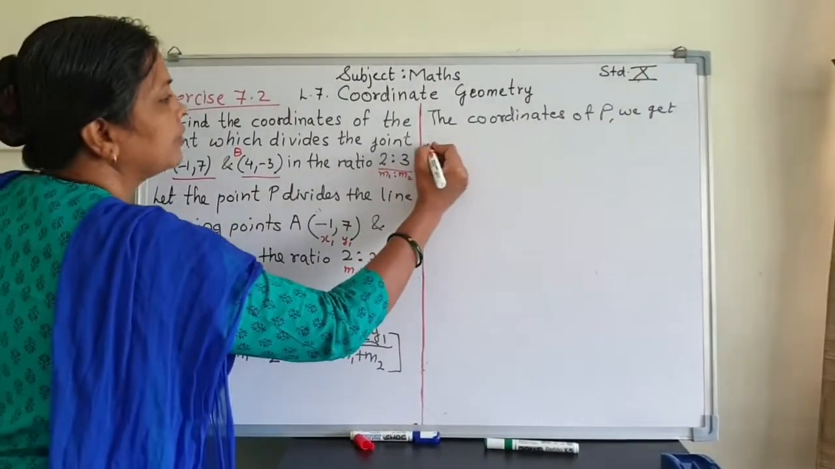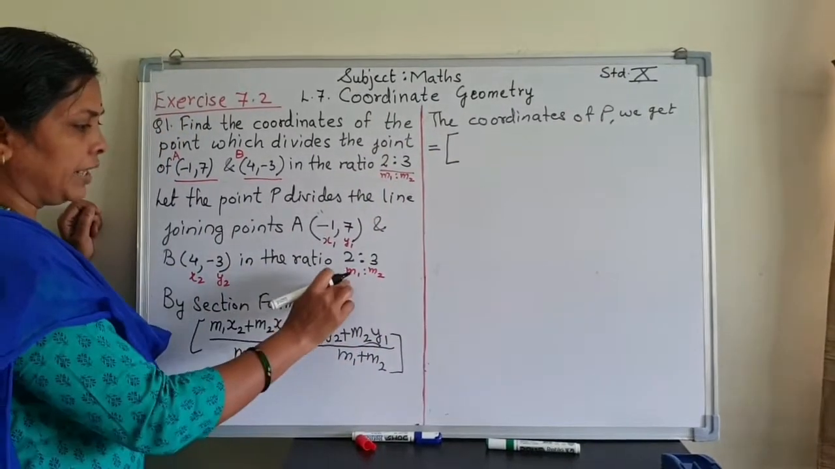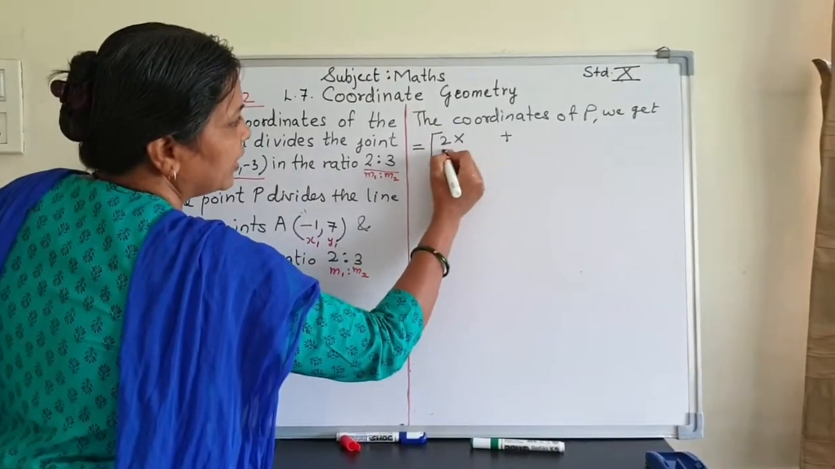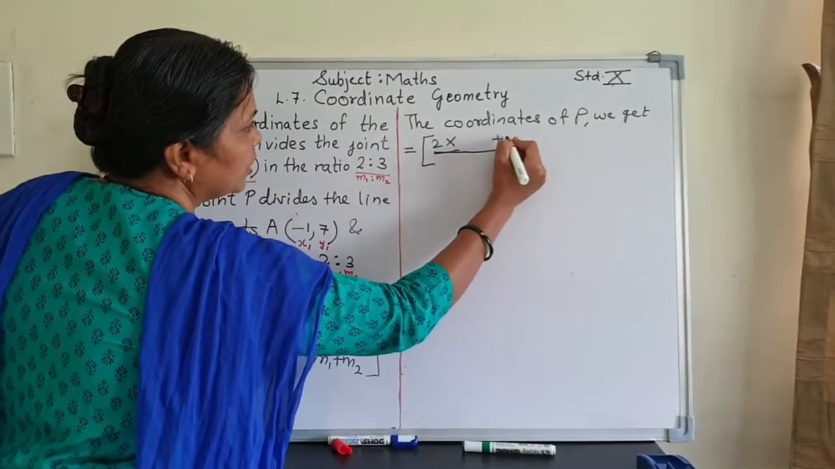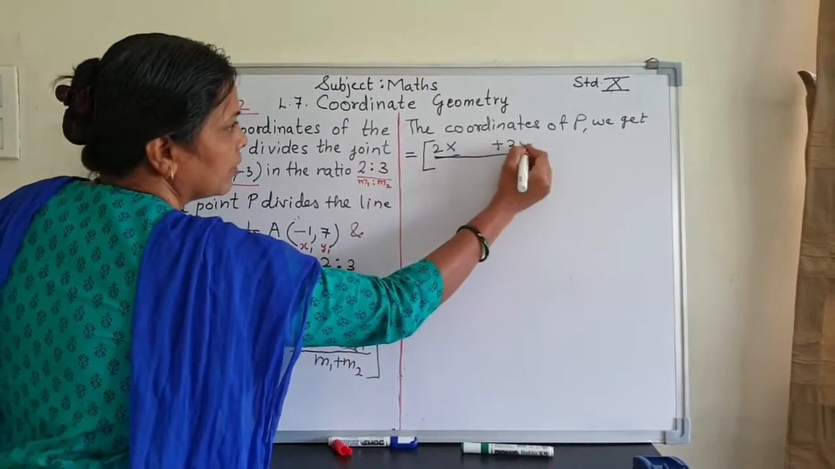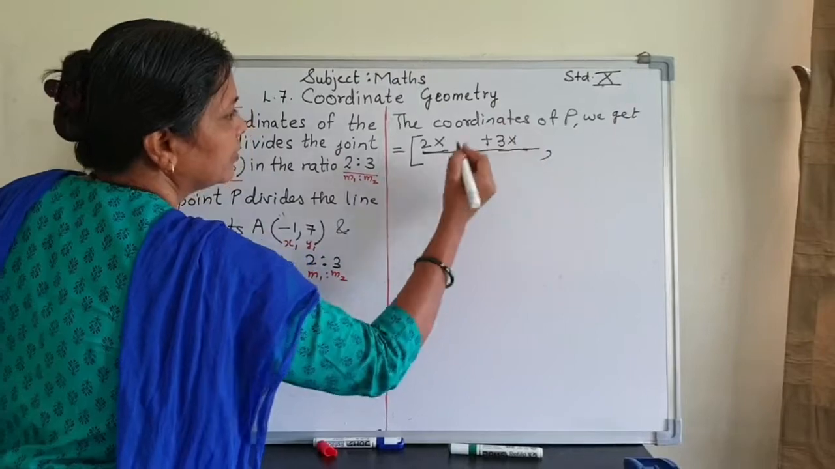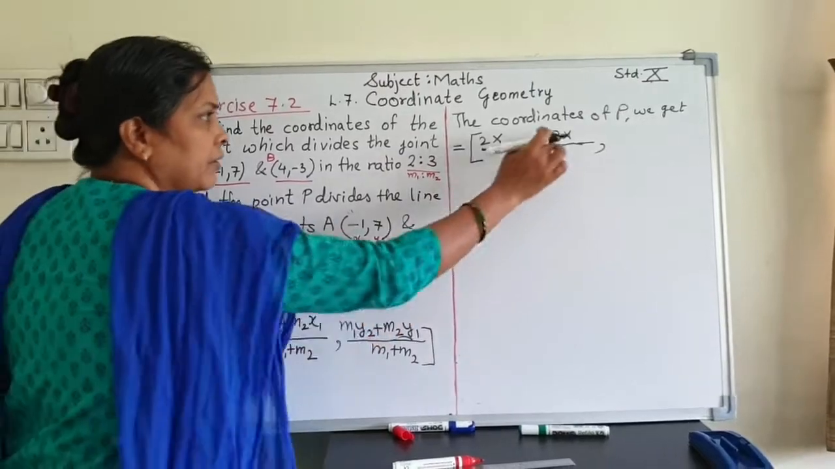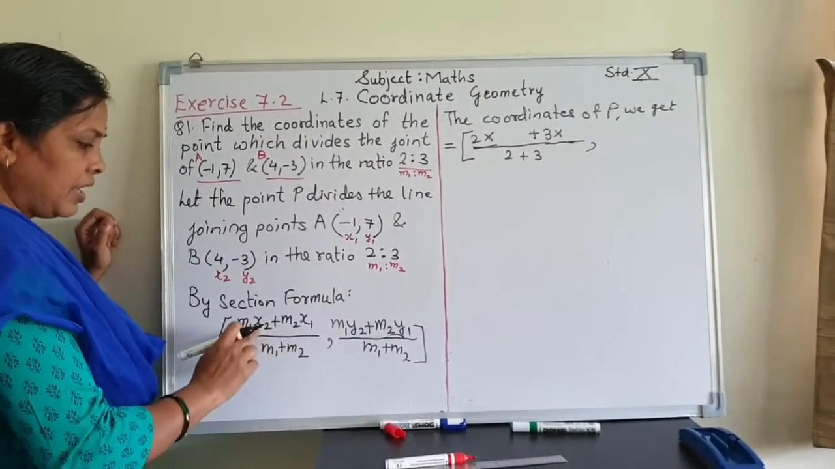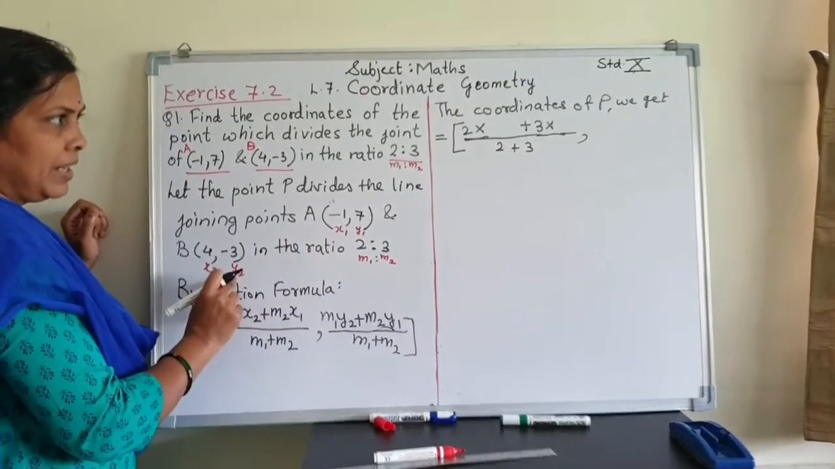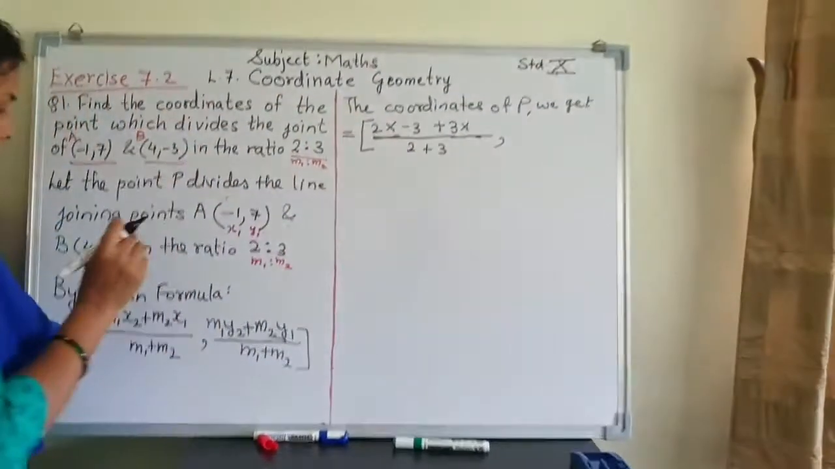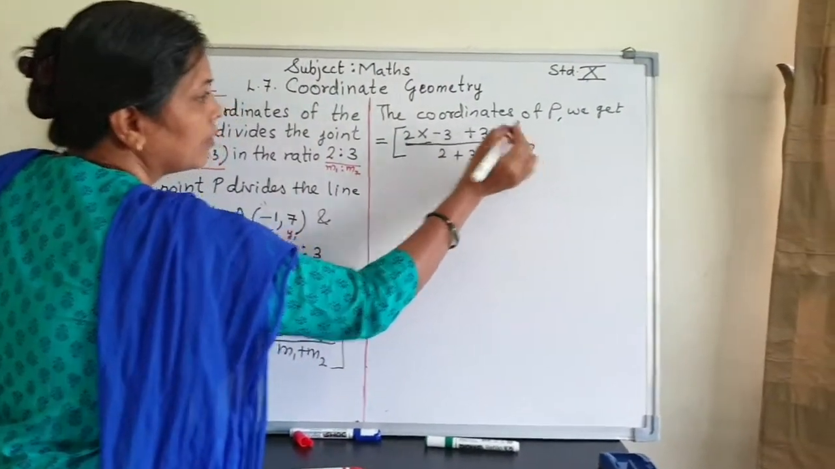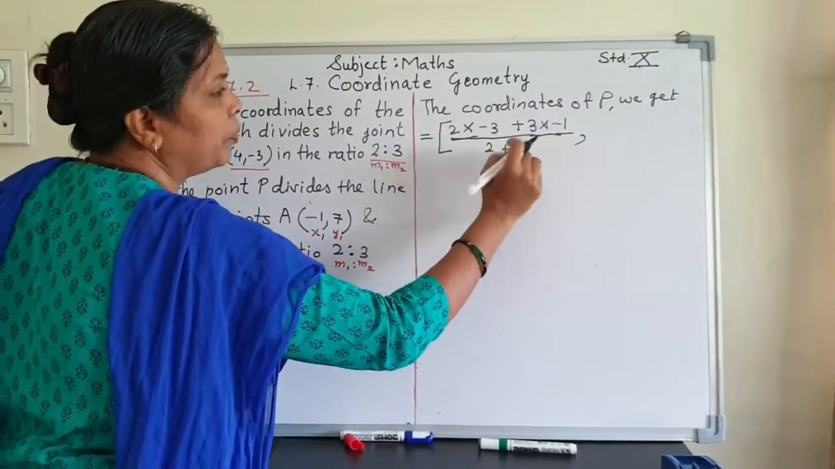So here M1 we know, that is 2, and M2 is 3. So here I am just writing in this form: M1 into x2, so 2 into... What is x2 here? 4. So 2 into 4, then 3 into x1, which is -1. Denominator 2 plus 3.